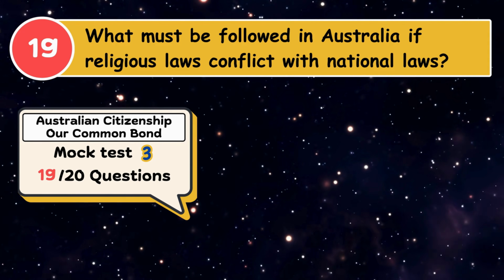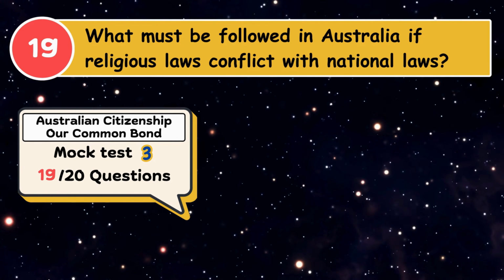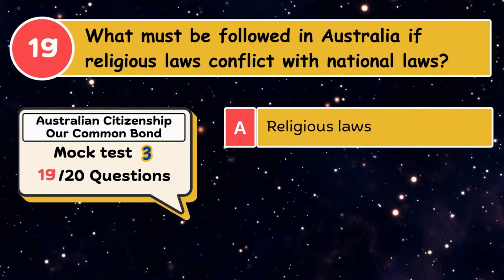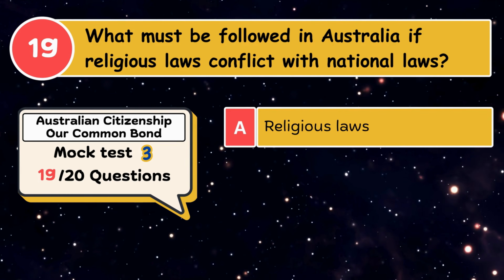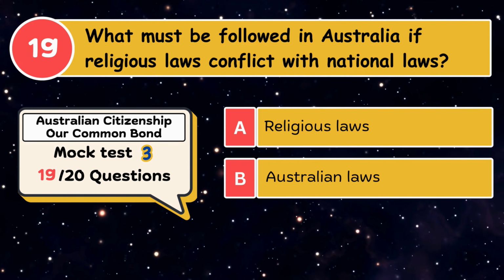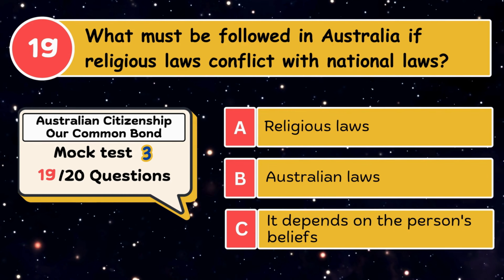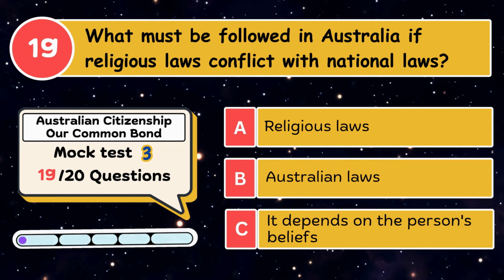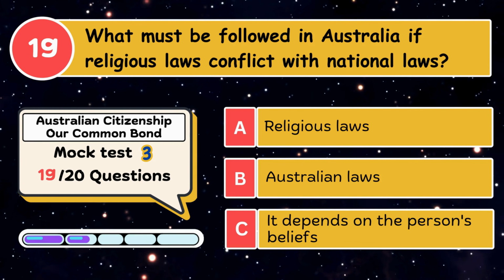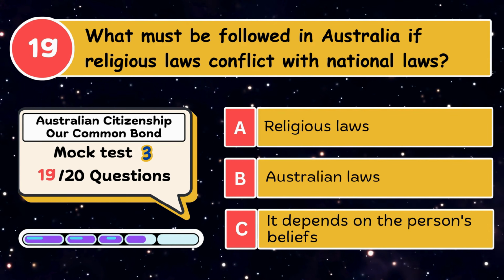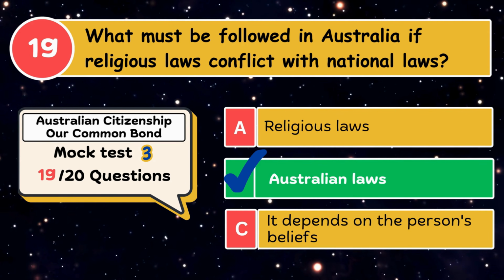What must be followed in Australia if religious laws conflict with national laws? A. Religious laws. B. Australian laws. C. It depends on the person's beliefs. The correct answer is Australian laws.